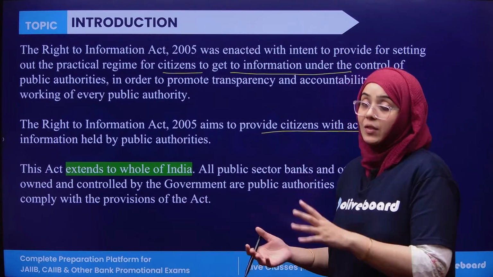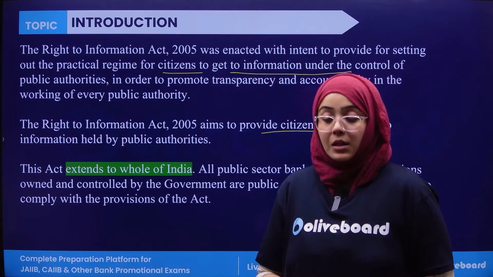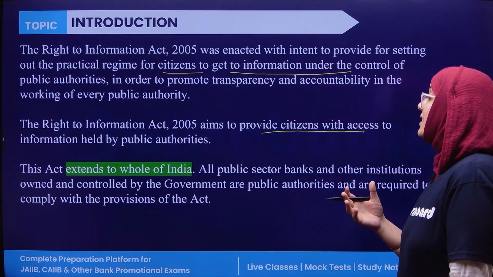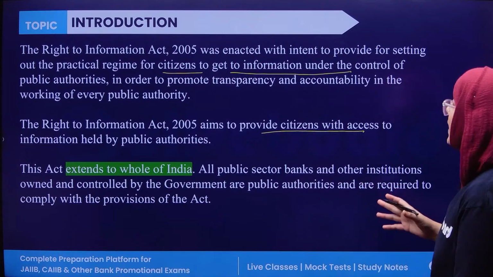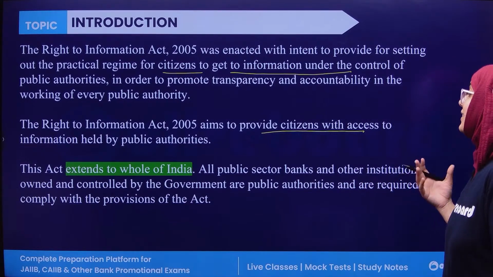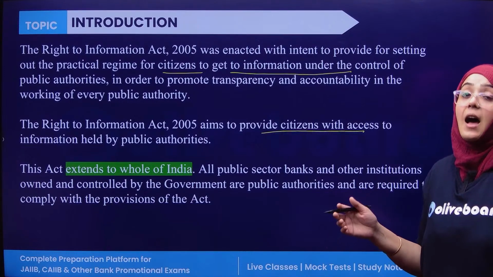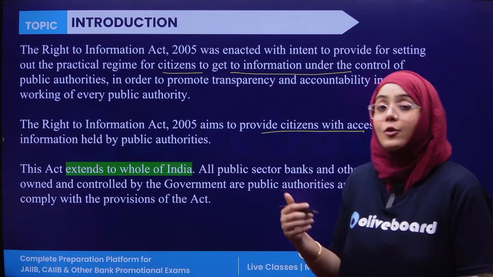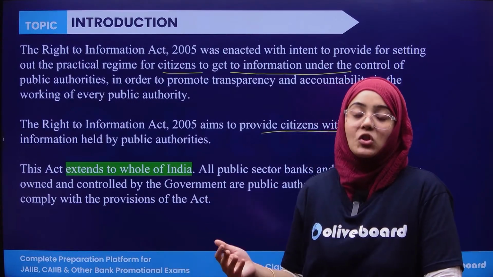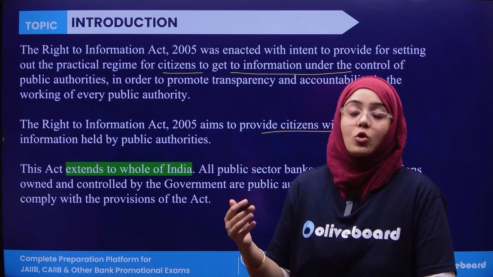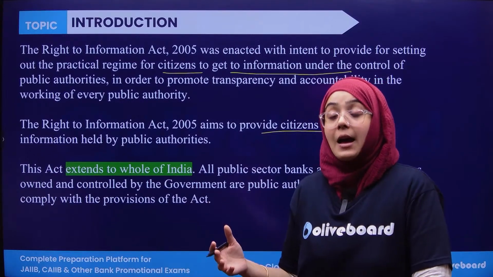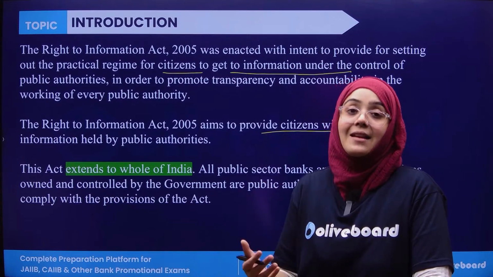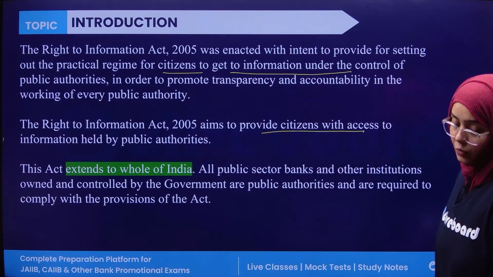The Right to Information Act aims to provide citizens with access to information held by the public authorities. This act extends to the whole of India. Every state and union territory is under this act, and all the public sector banks that are owned and controlled by the government are public authorities. They have to publish some information which is needed by the public, or if the public wants to ask about any information, the public authorities have the obligation to tell them under the Right to Information Act 2005.